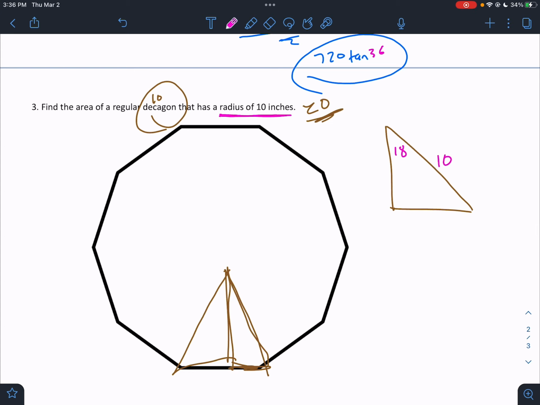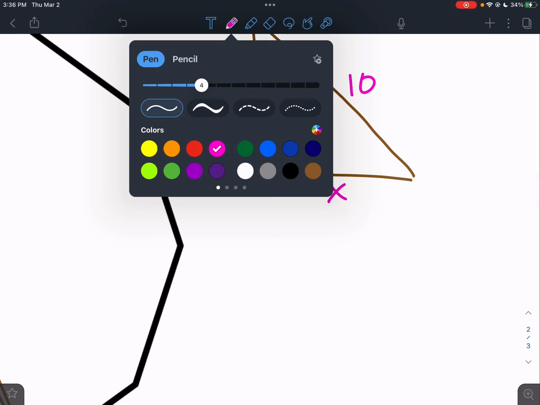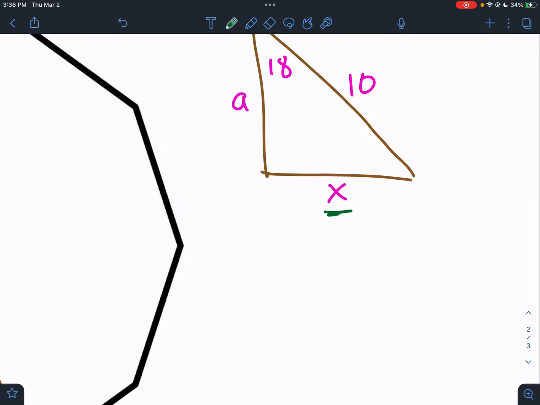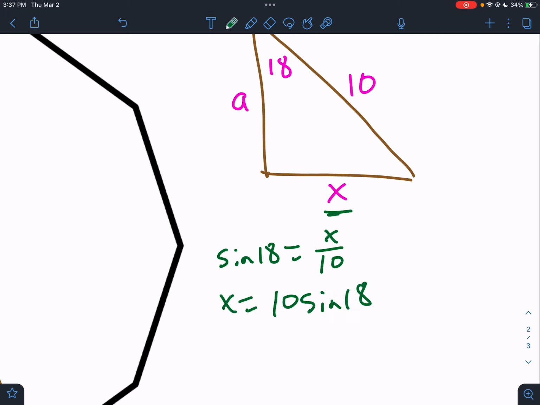We want to find the area, so we need to know the apothem, and I'll call this x. We need to know the base and the height. So we're going to do 2 different trigs. We're going to solve for x. That would be the sine of 18 equals opposite over hypotenuse. So x equals 10 sine 18.